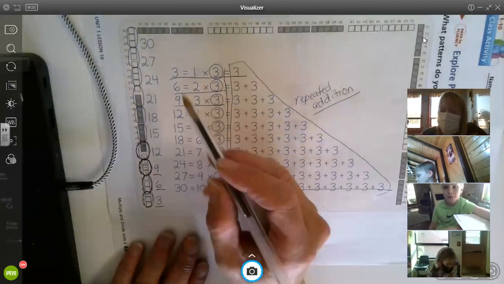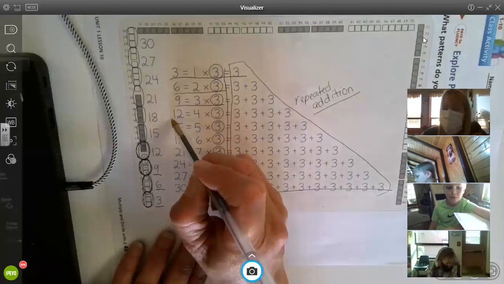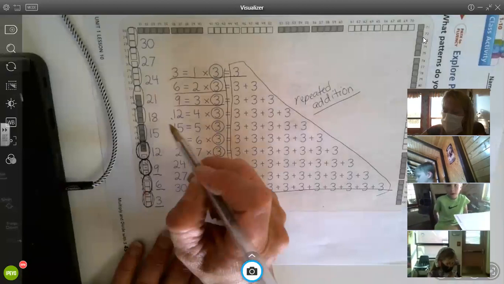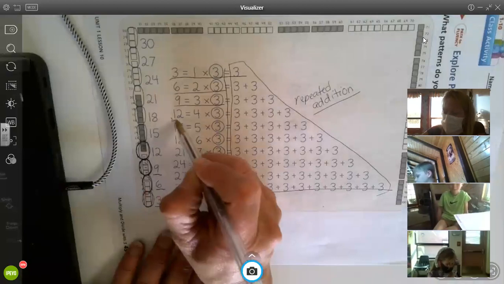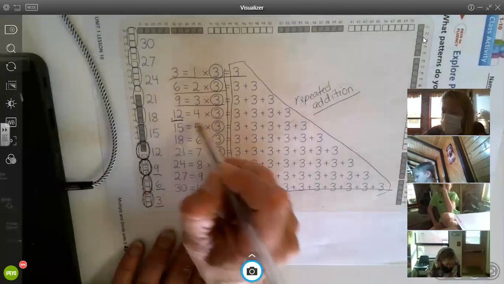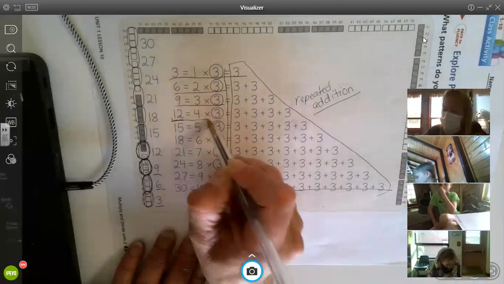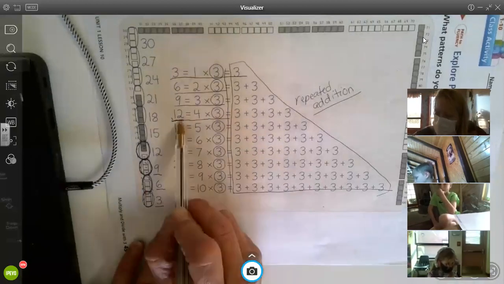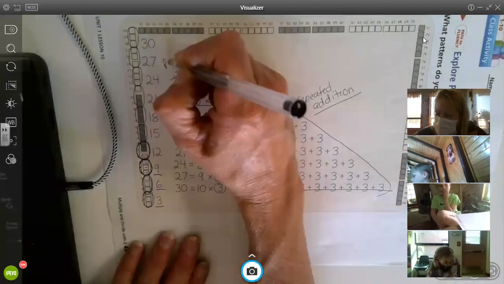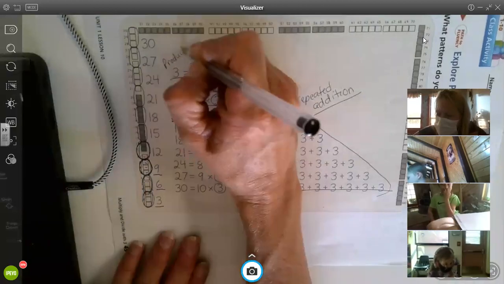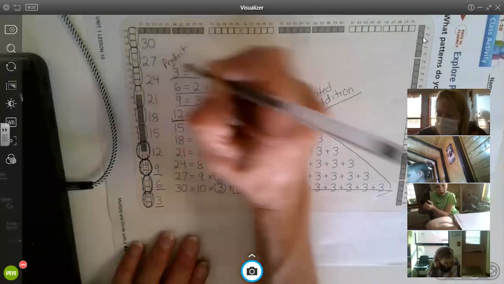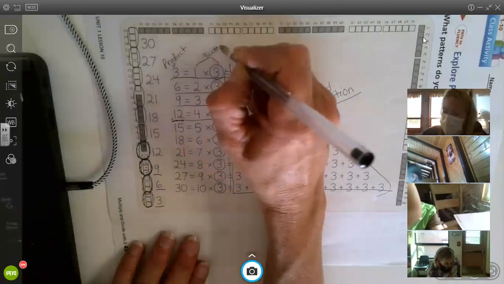Okay, so guys, let me call on you, because I called on Lucas and he didn't have a turn to answer. So Lucas, what would that be? Oh, I love that you gave me the whole equation. 12 is the product, right? These numbers here are our products. Here are the factors. And 12 equals 4 groups of 3.